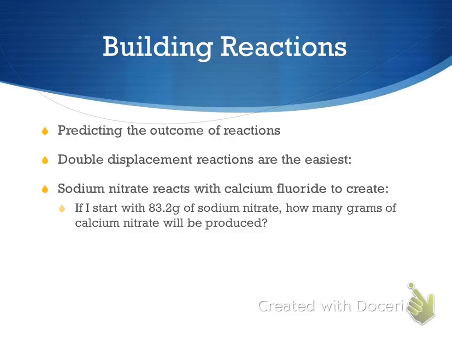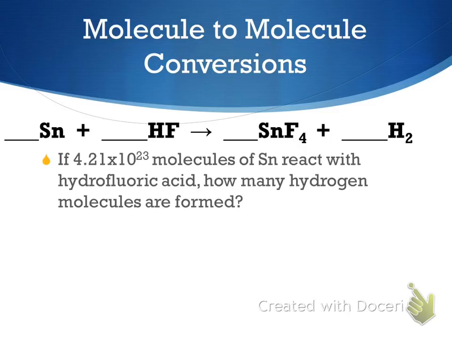So this is the same balanced reaction from your previous problem. So you don't have to rewrite that down if you don't want to. You can just do it right underneath the last one. We did this balanced reaction a little bit earlier. I think you told me it was 1, 4, 1, 2. Okay, thank you. If I start with 4.21 times 10 to the 23rd molecules, how many hydrogen molecules are formed?